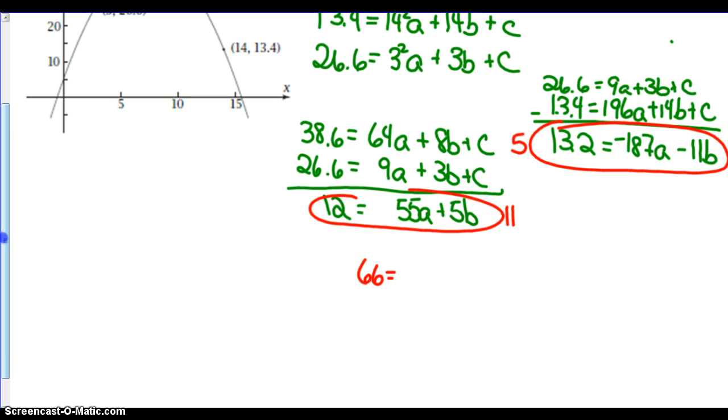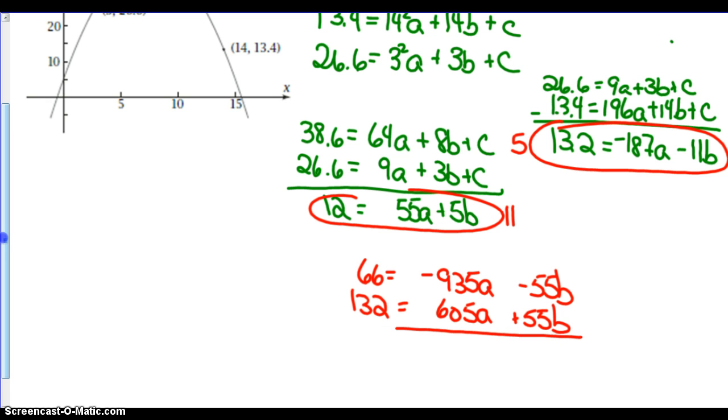66 equals negative 935a minus 55b. And then when I do this one right here, multiplying through by the 11, I'm going to get 132 equals 605a and positive 55b. So that is positive because now the b's will cancel out. So they'll subtract right there because it's a negative plus the positive. So really we added the lines together.